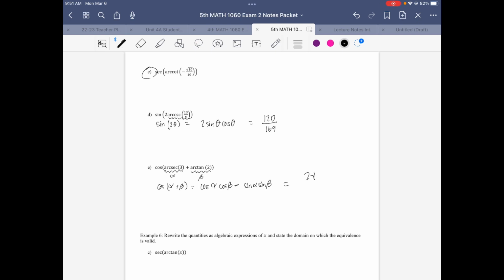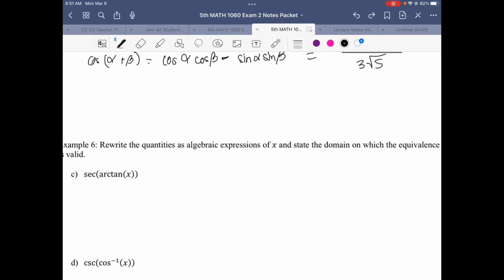Negative 2 plus 2 root 2 over 3 root 5. And there are some other forms that this could take depending on how you simplified. But I'm going to be honest, you don't need to simplify. If all you write is this value times this value minus this value times this value, that's enough. That's fine. You don't need to go any further than that. You don't need to simplify it.